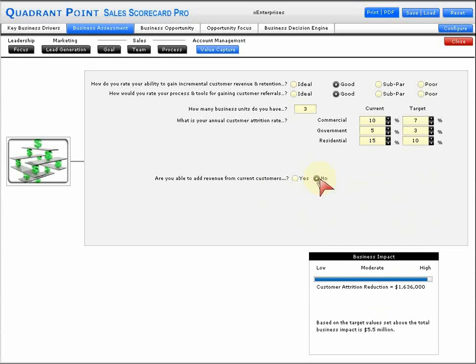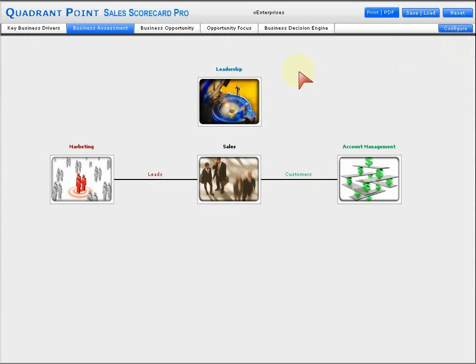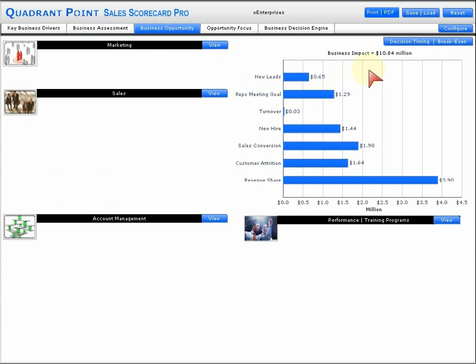And again, any of these you could turn on or off and focus only on the areas that apply to your business situation. Close that back down. Again, we've got leadership and then marketing, focusing on the lead side of the equation, the core sales process that delivers the customers, and ultimately any account management or cross-sell, upsell opportunity for full wallet share. So again, we've looked at key business drivers, done a quick business assessment. Let's take a look at what that translates to. Business impact, over $10 million through these various elements here that we just looked at.